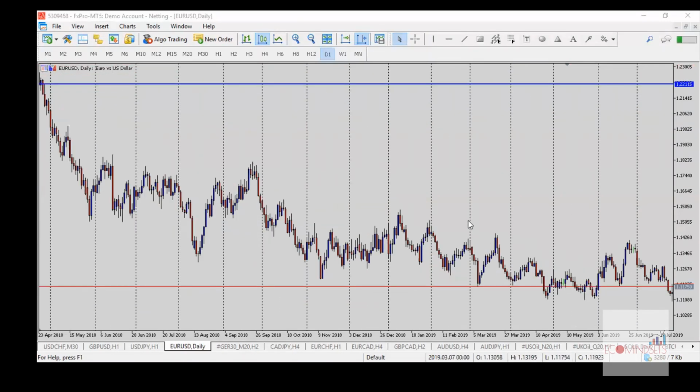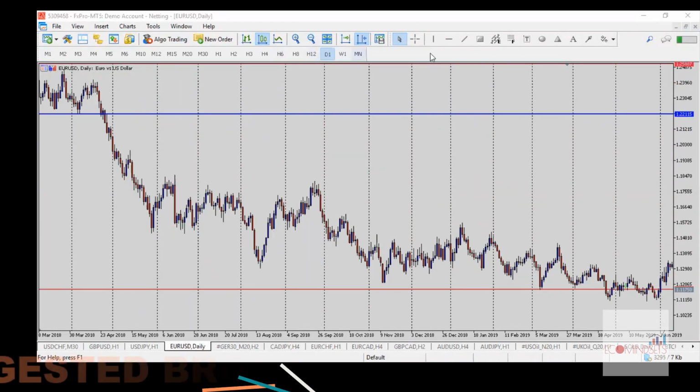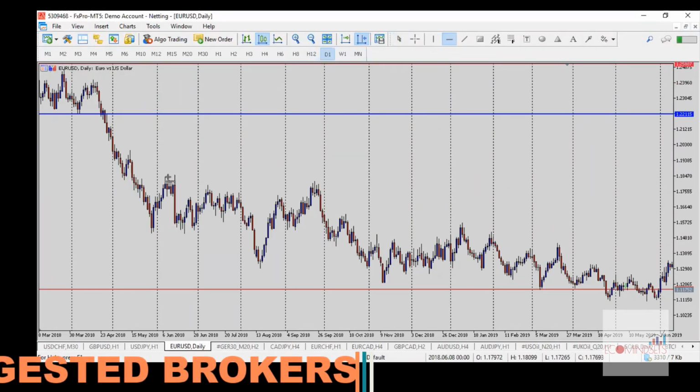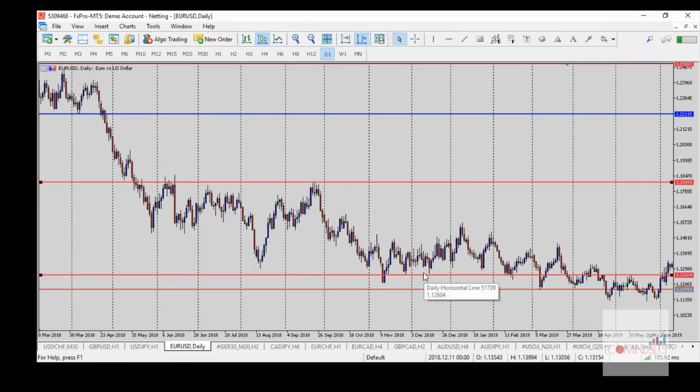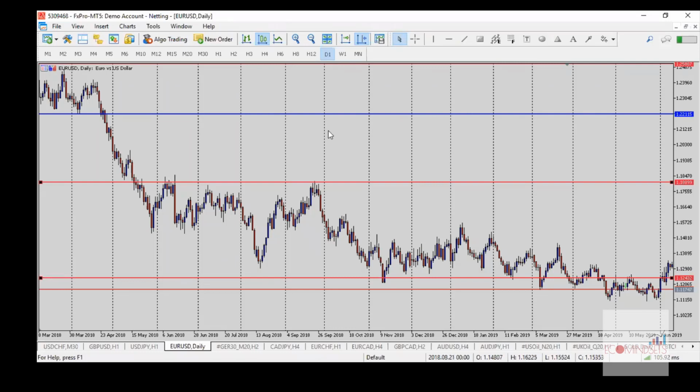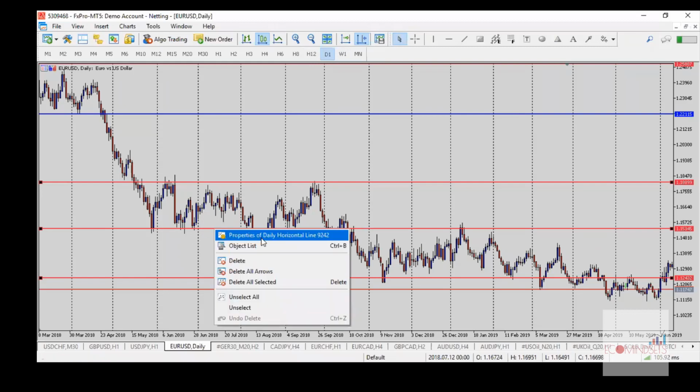Once price got here, let's see what price began doing again. Price formed a resistance at this level, and again price formed what? A support at this level. Price also formed another support. Let me change the colors, please.